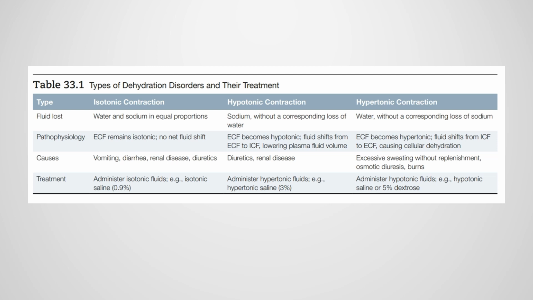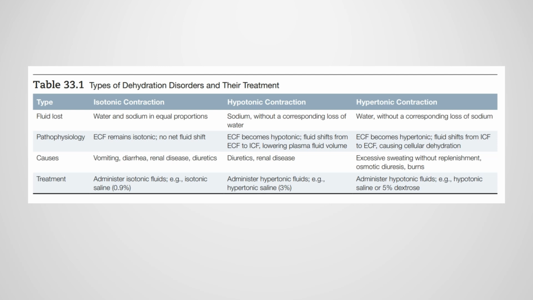Okay, what about hypertonic contraction? So you're losing more water than you are sodium. And so if you're losing more water, your extracellular fluid is going to become saltier. Your sodium is going to climb, which means that fluid from inside your cells is going to try and dilute the salty extracellular fluid, and you're going to have cellular dehydration.